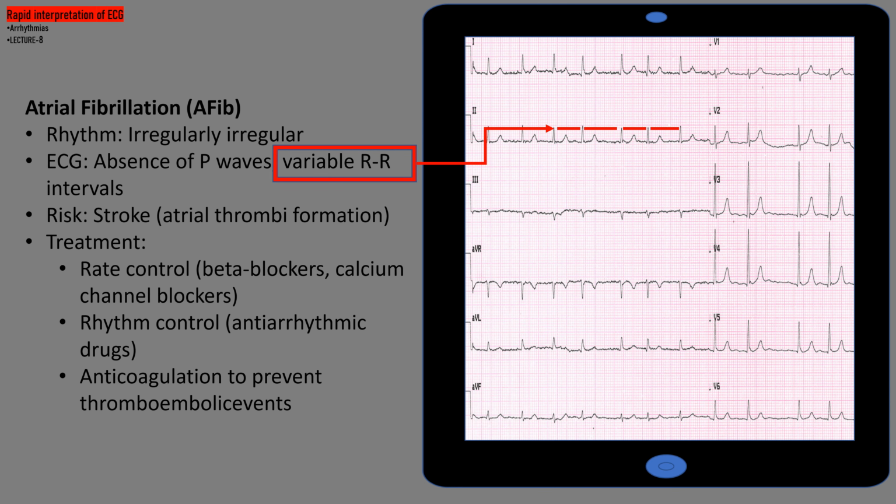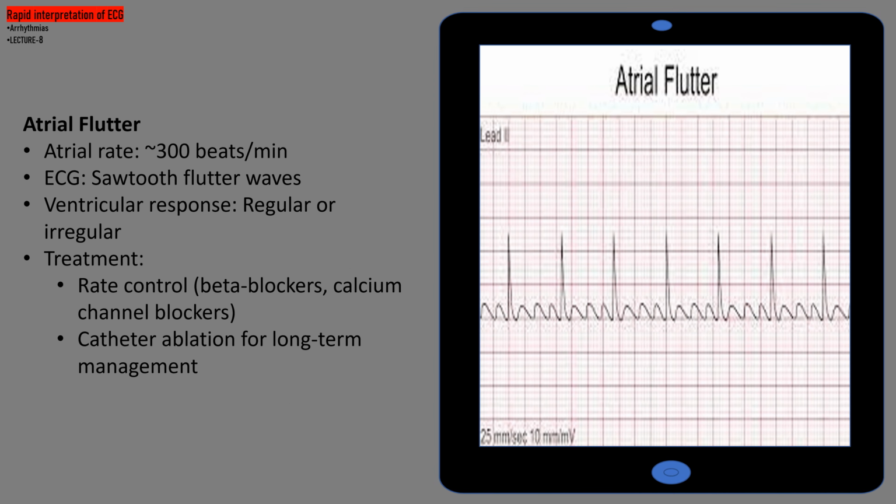Atrial fibrillation, AFib. Atrial fibrillation is an irregular rhythm with absent P waves and variable RR intervals. The ECG displays fibrillatory waves instead of distinct P waves. It increases the risk of stroke due to the formation of atrial thrombi. Management includes rate control with beta blockers or calcium channel blockers, rhythm control with antiarrhythmic drugs, and anticoagulation therapy to prevent thromboembolic events.